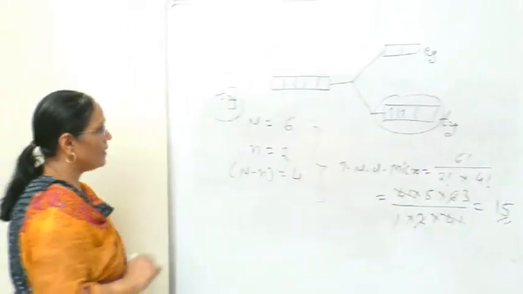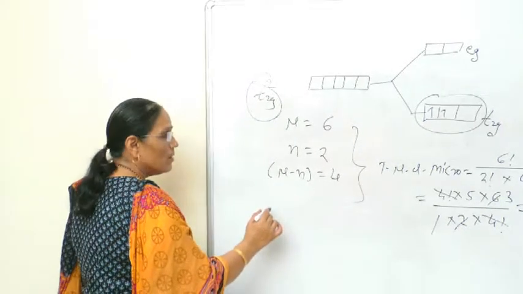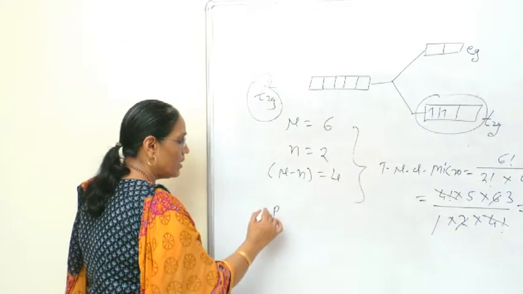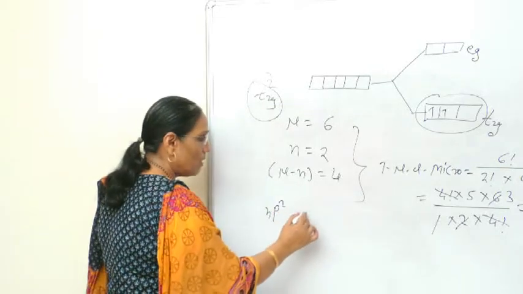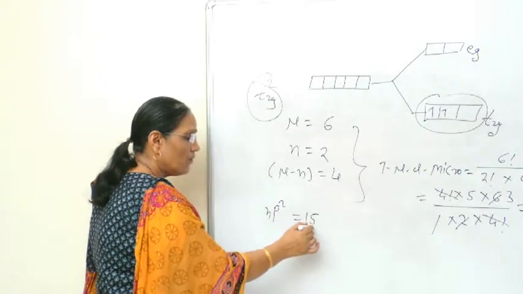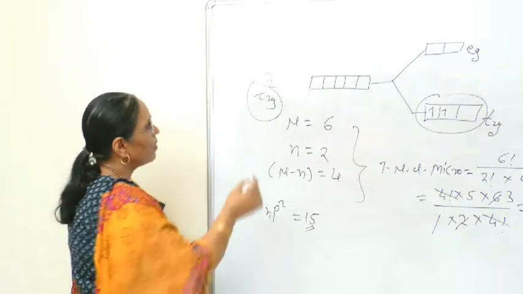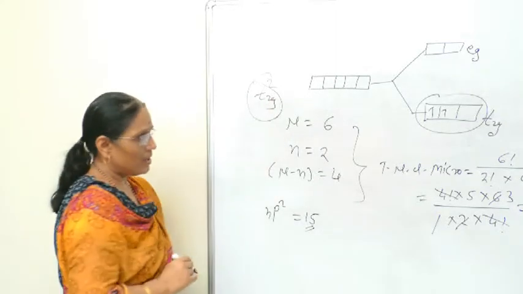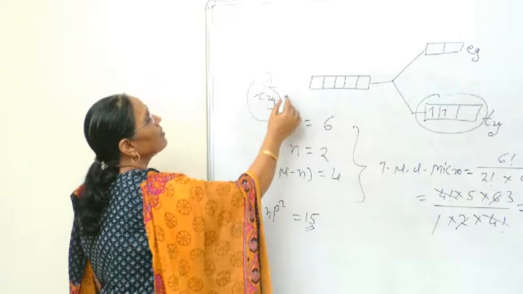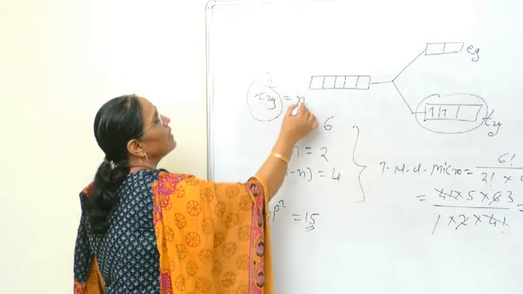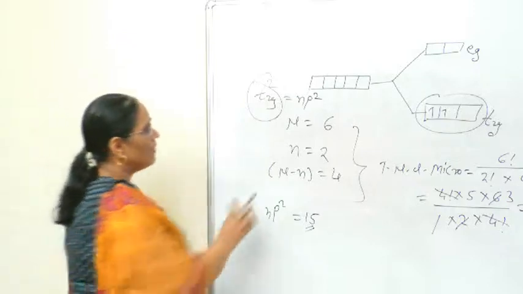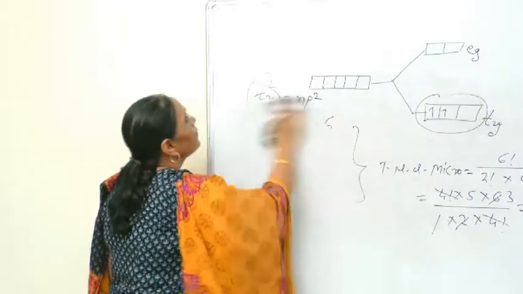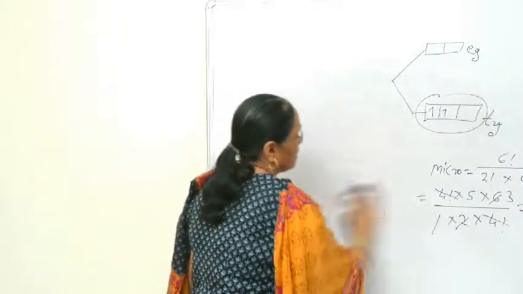We have already seen that for the p2 configuration, the total microstates were 15. Similarly, for the t2g2 configuration also, the same number of microstates is observed. So we can say that np2 and t2g2 configurations will have the same number of microstates.